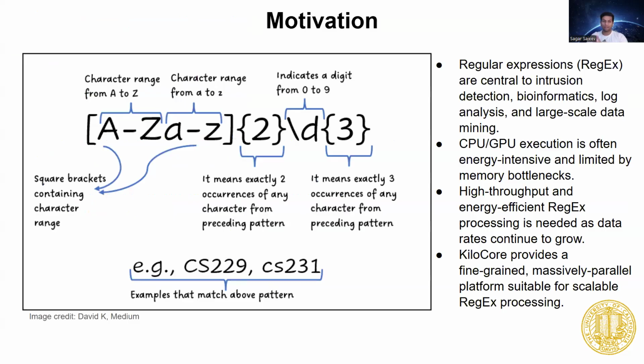So, firstly, as we know, regular expressions are heavily used in intrusion detection, bioinformatics, and log analysis, such critical fields. Now, these applications process large streams of data and need high throughput with low energy. Traditional CPUs and GPUs face a lot of memory and power bottlenecks because of their energy intensive applications, and that is where KiloCore comes into the picture.